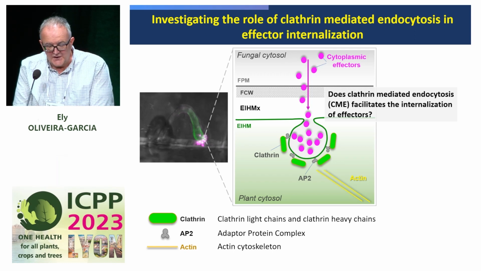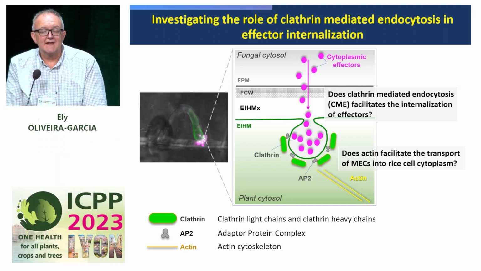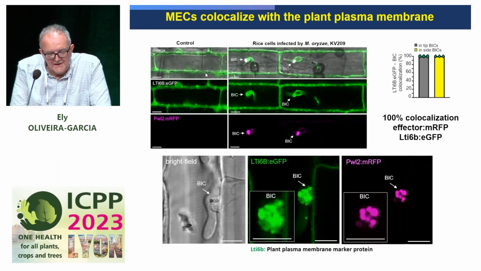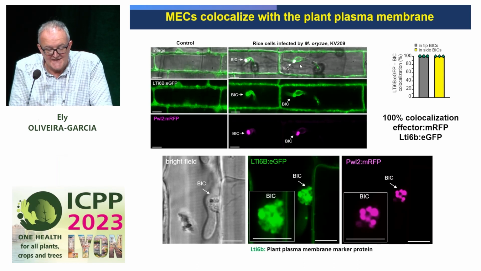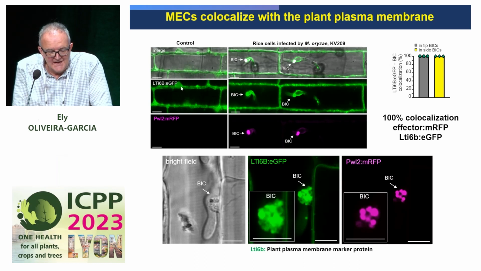So here are the questions, really. Does clathrin-mediated endocytosis facilitate the internalization of those effectors? And can we see any association with actin transport within the rice cytoplasm? Well, first of all, we notice that there's a close association with the plant plasma membrane. This is a rice transgenic line which we made, which has GFP targeted to the plasma membrane.